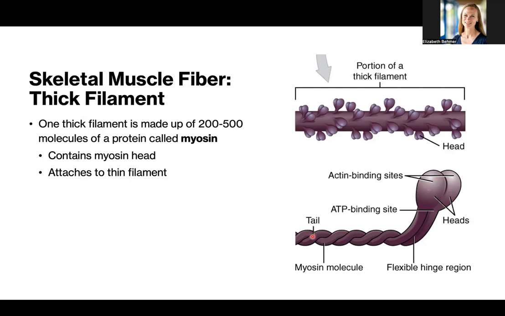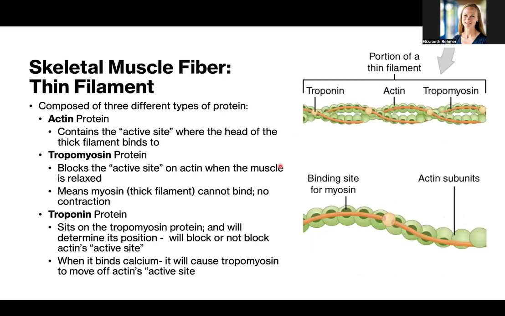I think a myosin protein kind of looks like a golf club, where you see the head, that will be the attachment to your actin, and the tail is the part that has this hinge region. So we have about 200 to 500 of these myosin proteins that are kind of just put together to create this thick filament. So you'll see multiple heads kind of coming off, and their tails are all connected together.